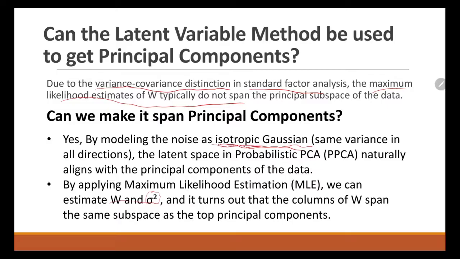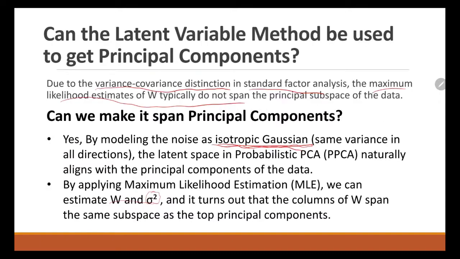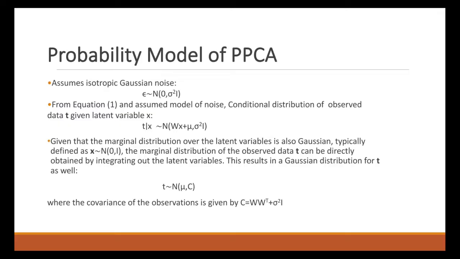So one more thing: this isotropic Gaussian, same variance, means that earlier we saw that psi is diagonal, that is the noise. This psi is diagonal, and since we assume this noise as isotropic Gaussian, each and every element of this diagonal matrix will be the same, equal to sigma square. Next, we shall see the probability model of PPCA.